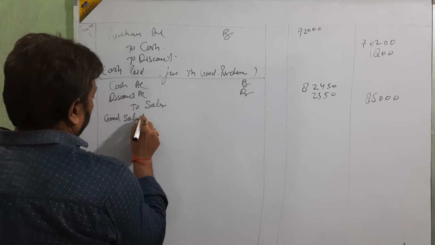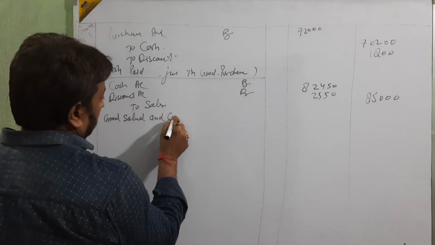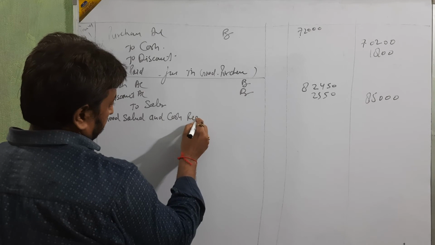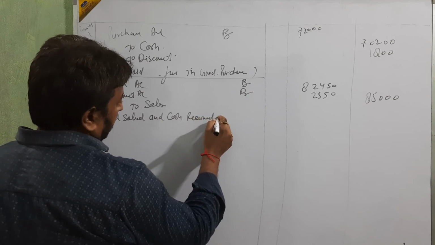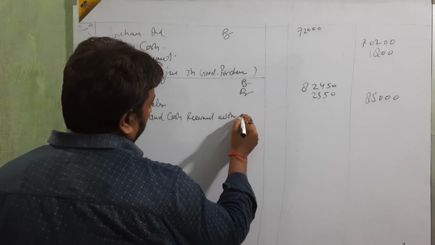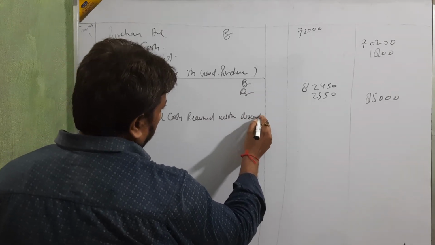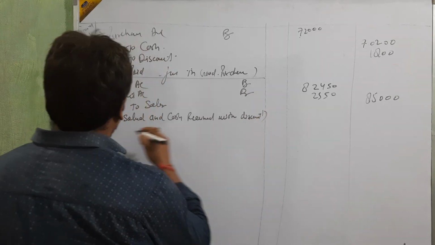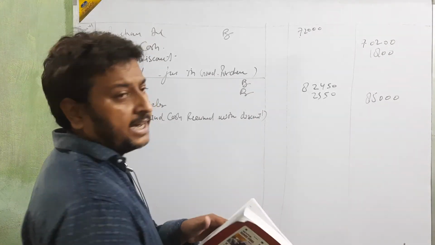Goods sold and cash received with discount allowed. Okay, clear?